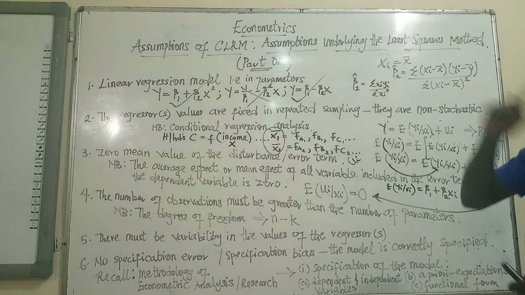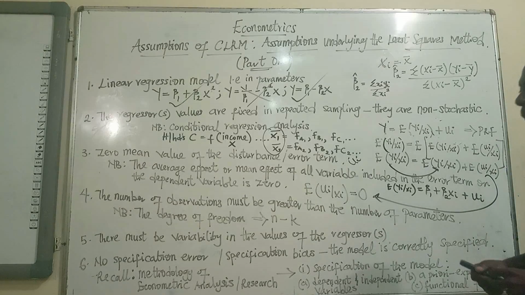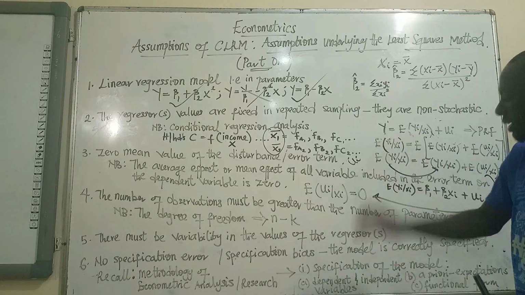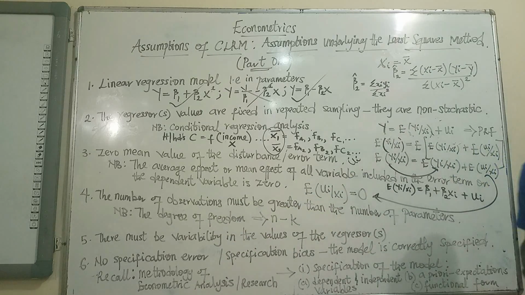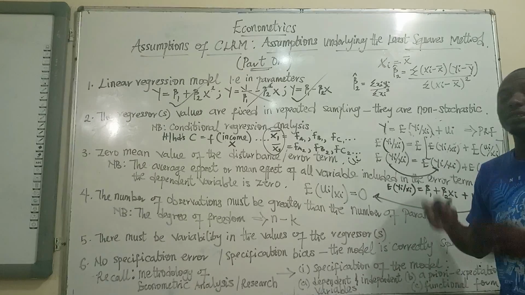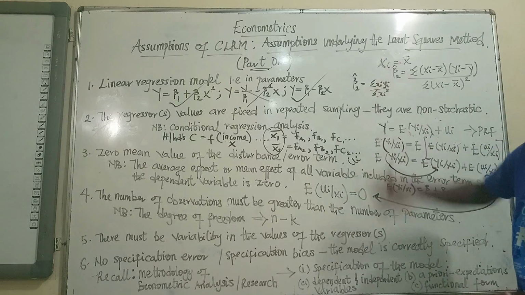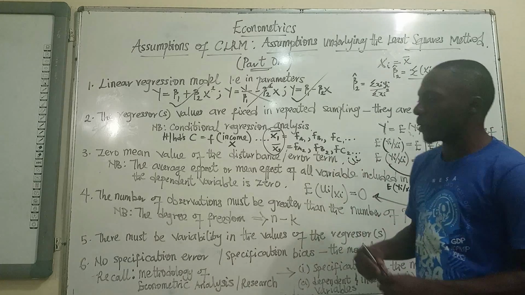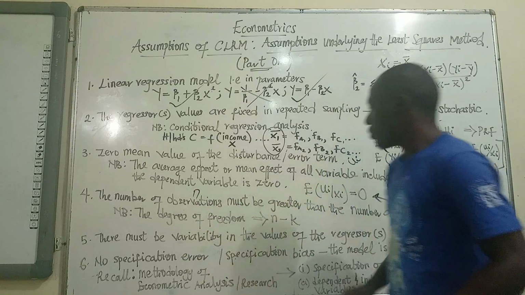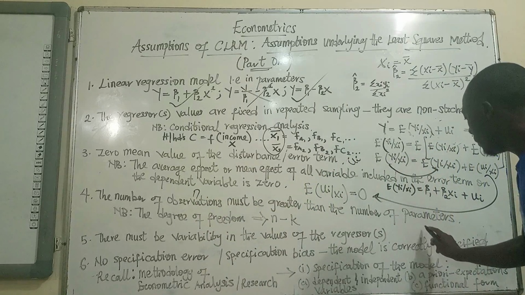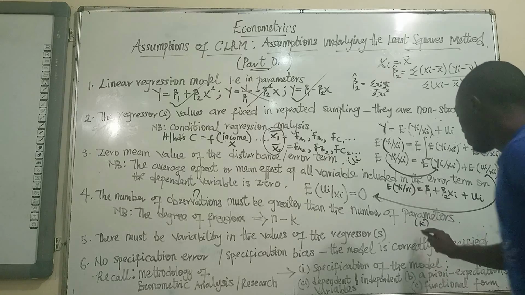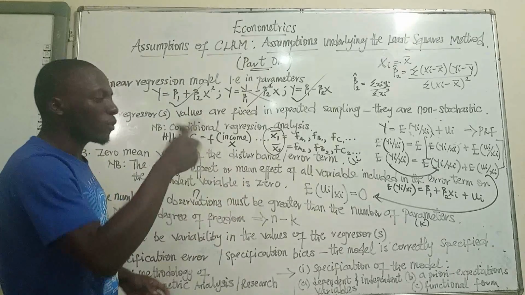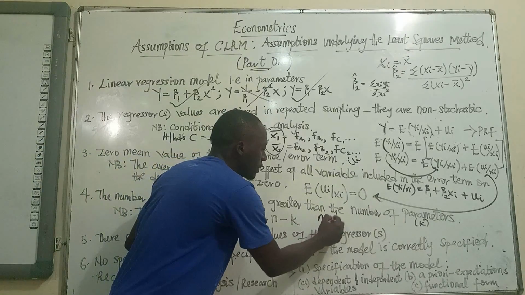Alright, now we'll move to assumption 4. This says the number of observations must be greater than the number of parameters, if you are using the least squares method. We represent the number of observations as n, while the number of parameters is represented as k. So to use the least squares method, the number of observations n must be greater than k.